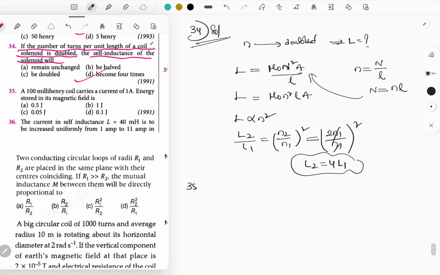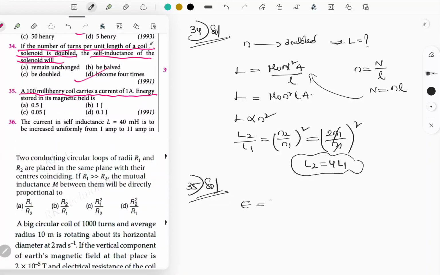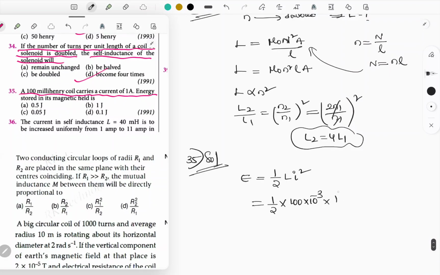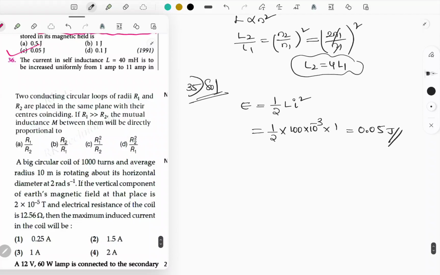Okay, next question number 35. A 100 millihenry coil carries a current of 1 ampere. Energy stored in it? The energy stored in a coil formula is 1 by 2 L I square. So 1 by 2 into L, which is 100 milli, 100 into 10 power minus 3, carries a current of 1 ampere, which is equal to 10 power minus 1. 10 power minus 1 into 0.5 is going to be 0.05 joules. Option C is correct for question number 35.